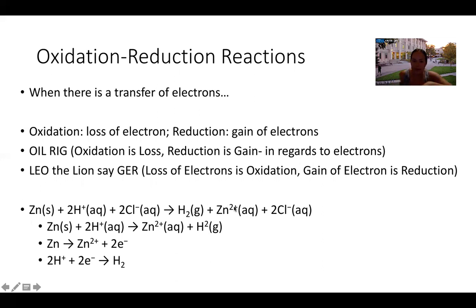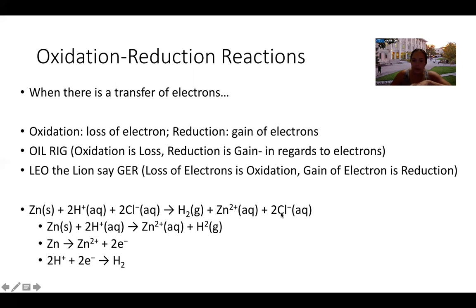My zinc is now 2 plus, when before it was neutral. There was no charge on it. So here on the left side, the zinc had protons and electrons equal to each other. Here, there are 2 more protons. Remember, protons are positively charged. So there is a 2 plus charge on the zinc.